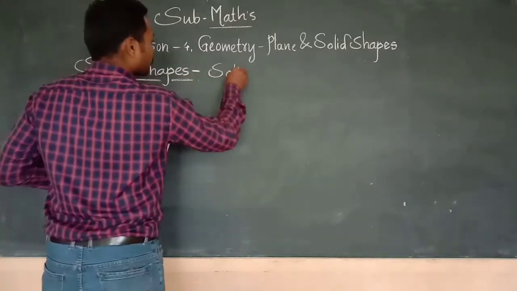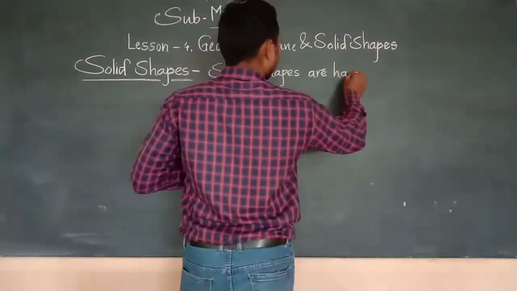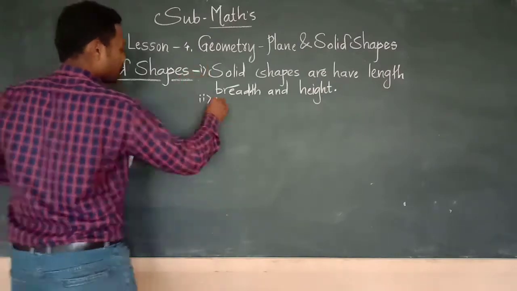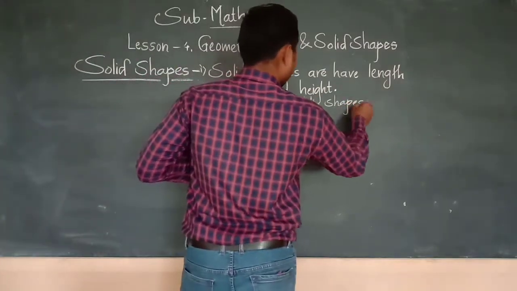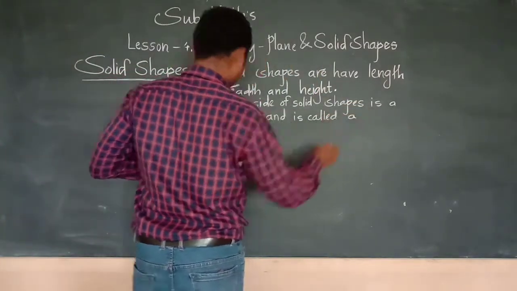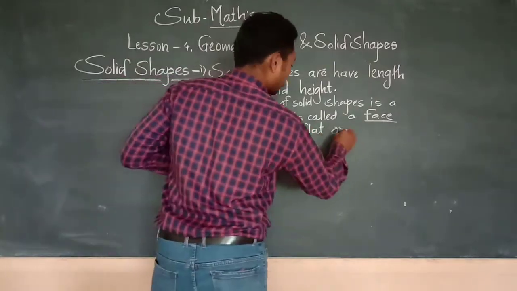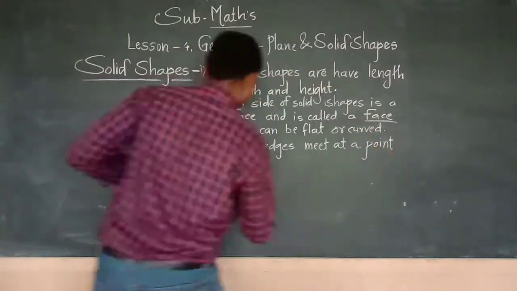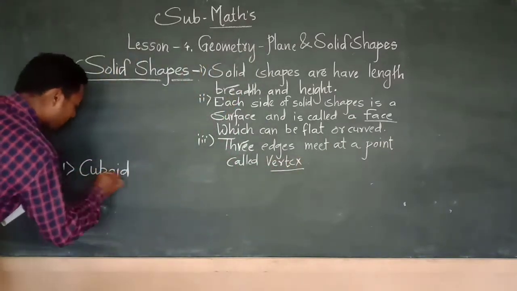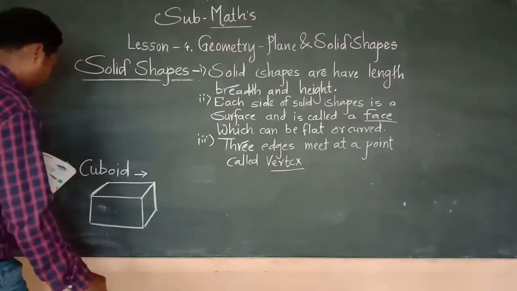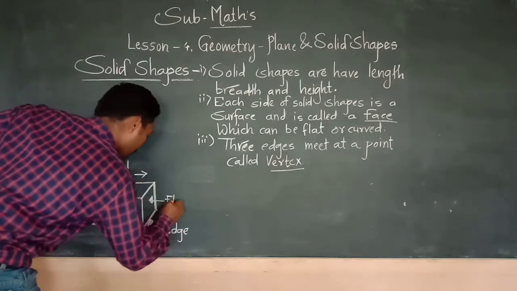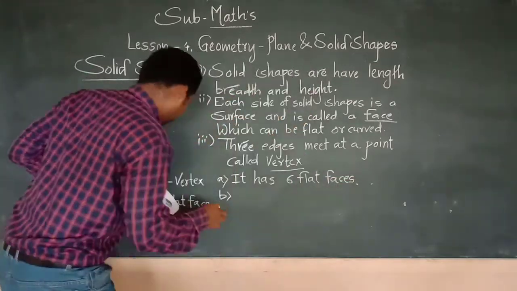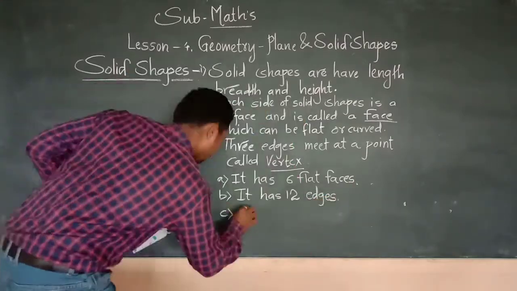Solid shapes are shapes that have length, breadth and height. Each side of a solid shape is a surface and is called a face, which can be flat or curved. 2 faces always meet at an edge, which can be straight or curved. 3 edges meet at a point called a vertex. Observe one example of a cuboid.